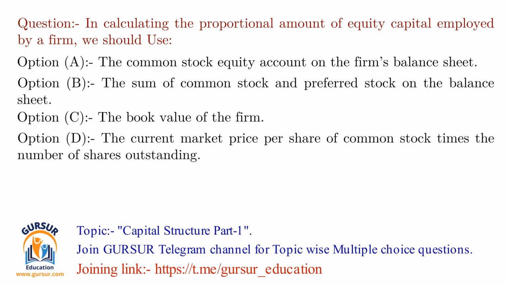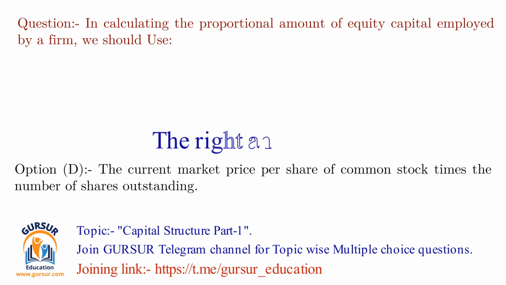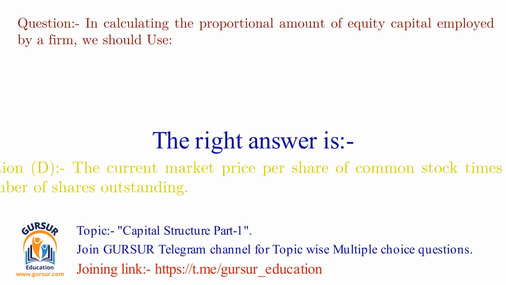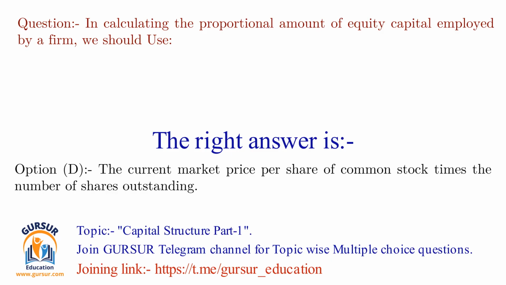So the right answer of this question is option D, and that is the current market price per share of common stock times the number of shares outstanding. So now we move next.